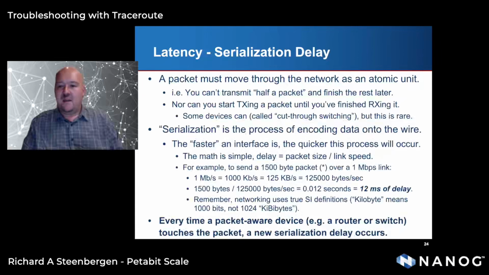Remember that networking uses the true SI definition. So when we say kilobit or kilobyte, we mean 1,000. We do not mean 1,024. That's a kibibyte, and that's only used in some applications on host devices. So remember, every single time a packet-aware device does a routing lookup or a switching lookup, you're adding a new serialization delay.